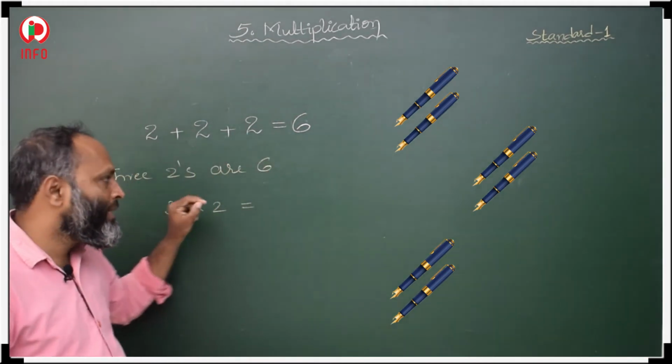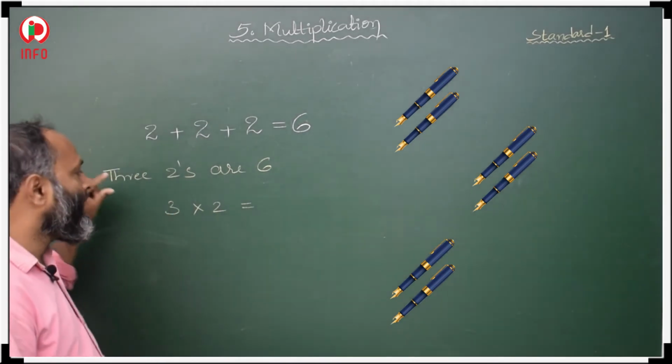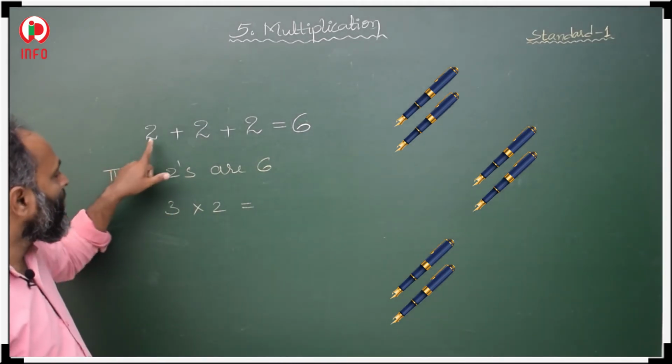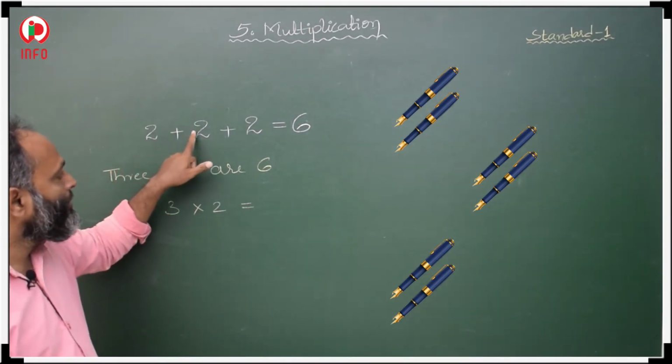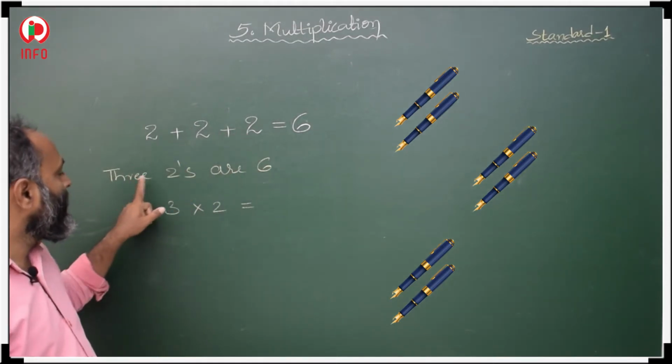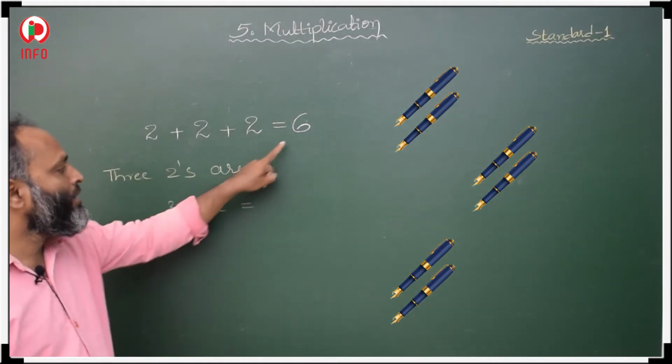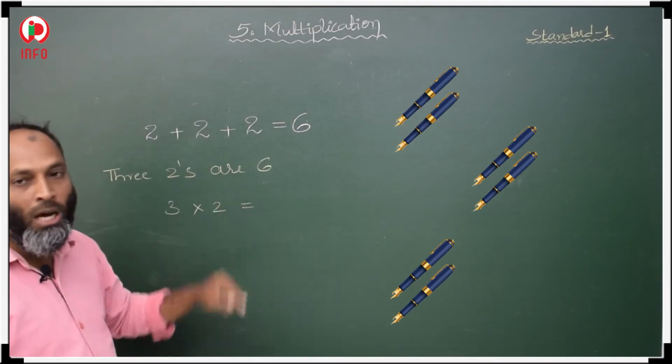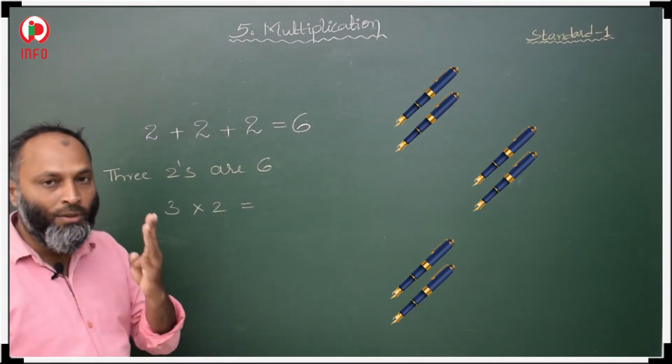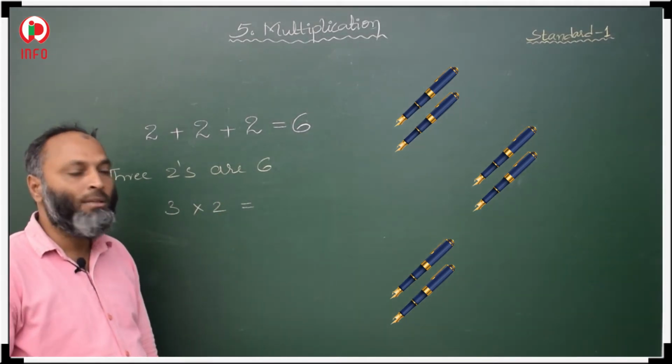6. Now in words, how can you write it? 3 twos. How many twos were there? 1, 2, 3. 3 twos are 6.